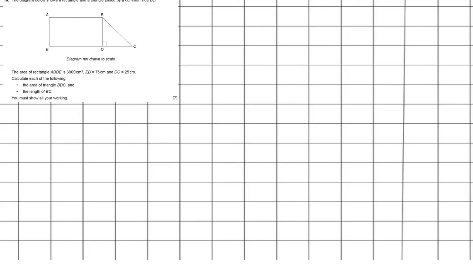Okay, so question 16. The area of a rectangle ABDE is 3,900 centimeters squared. ED equals 75 centimeters and DC equals 25 centimeters. Calculate each of the following: the area of the triangle and the length of BC. Okay, so the area of the rectangle is 3900. ED equals 75. DC equals 25.